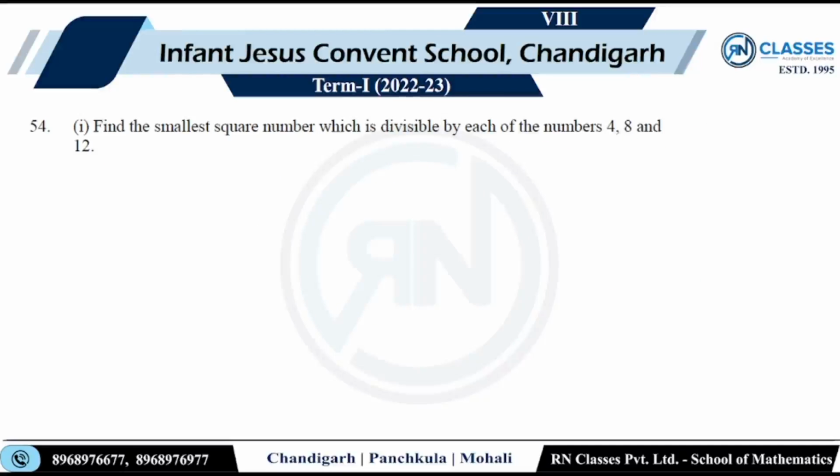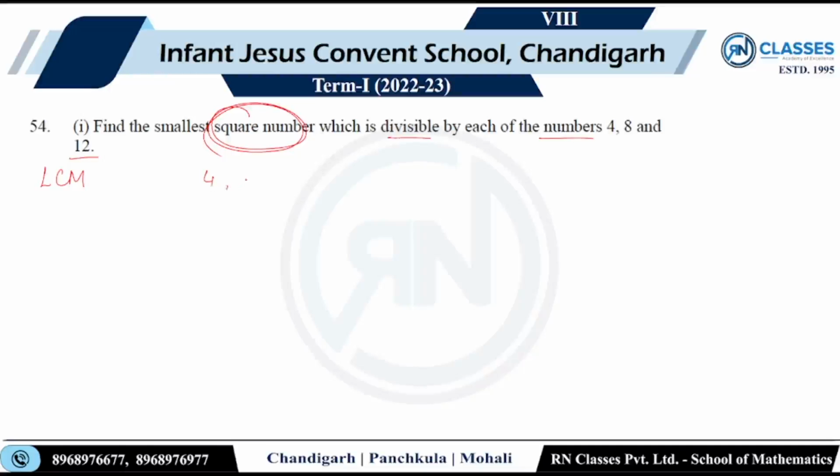Right, question number 54, which is the last one. Find the smallest number which is divisible by each of these numbers. Smallest square number. First you have to find the smallest number. How to find the smallest number? I think we know it is LCM. We have been doing it from class 5.